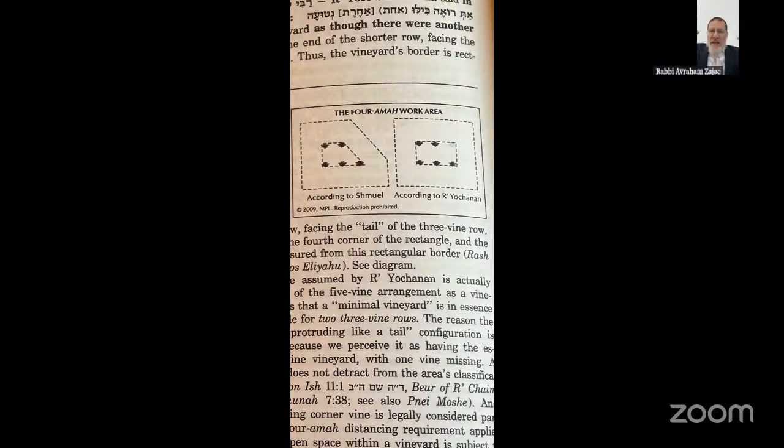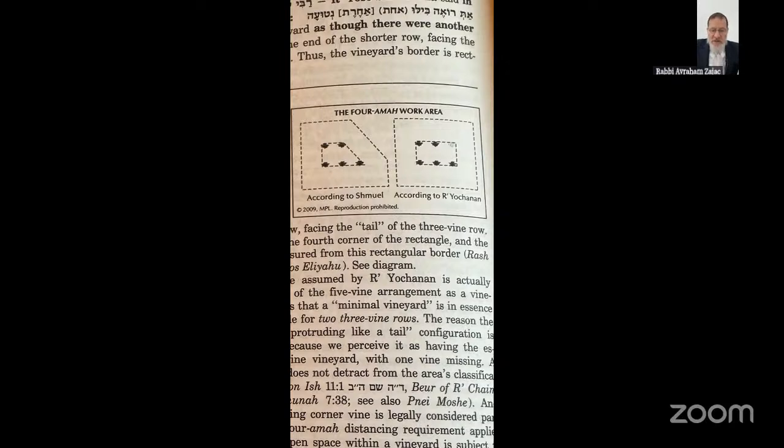Let's just make it that the top row has 2 and the bottom row has 3. And the third one does not follow, it's not following the top 2, right? It protrudes, it's called the tail. Then you see the picture? So when you measure the 4 amos, from where do you measure it?